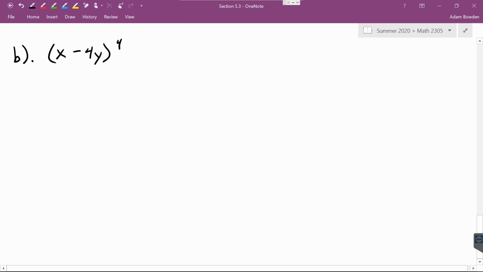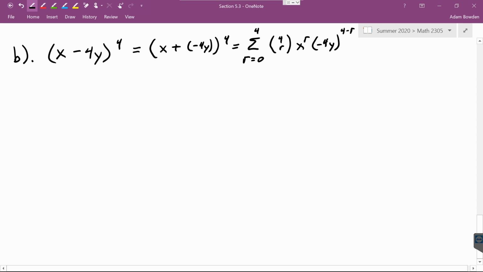Okay, now we're going to look at the binomial expansion for x minus 4y raised to the fourth. And let's make this look like our expansion from kind of up above where we had a plus b. Let's make it x plus negative 4y. And so the binomial expansion summation would go the summation r equals 0 to 4 of 4 choose r, x to the r, negative 4y to the 4 minus r.